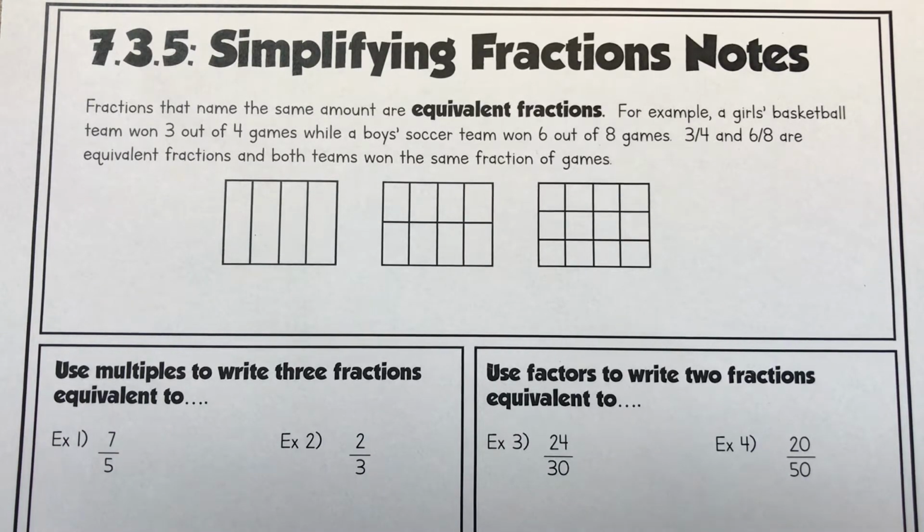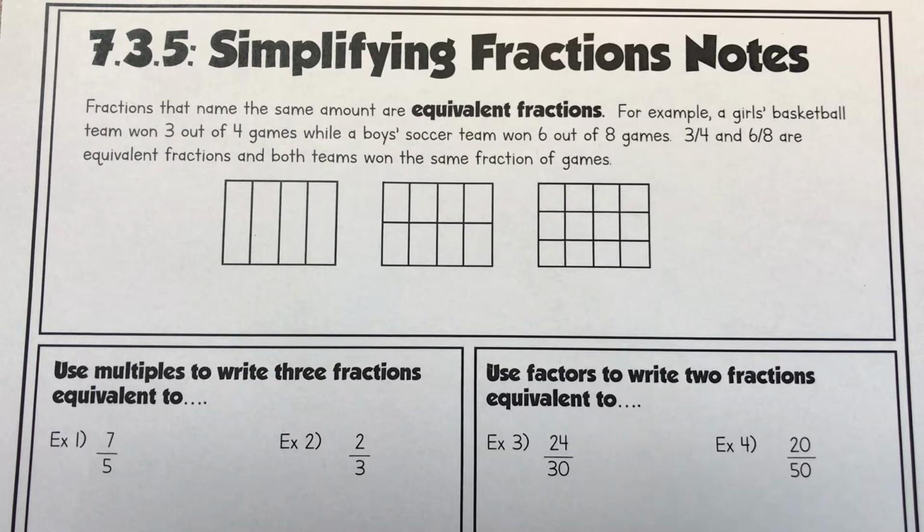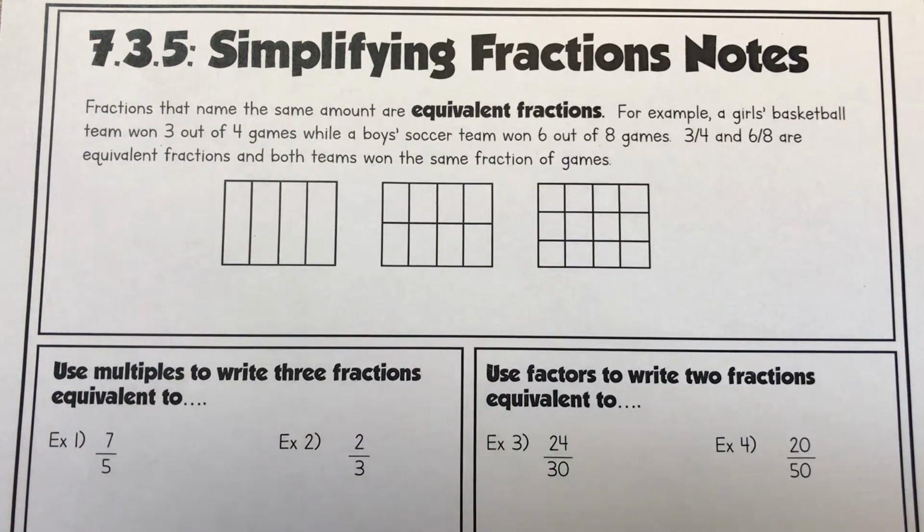Hey, today we're going to talk about simplifying fractions. So fractions that name the same amount are equivalent fractions. So for example, like 1/2 and 5/10, right? Both of those represent a half. A girls basketball team won 3 out of 4 games, and a boys soccer team won 6 out of 8 games. 3/4 and 6/8 are equivalent fractions, and both teams won the same fraction of games.